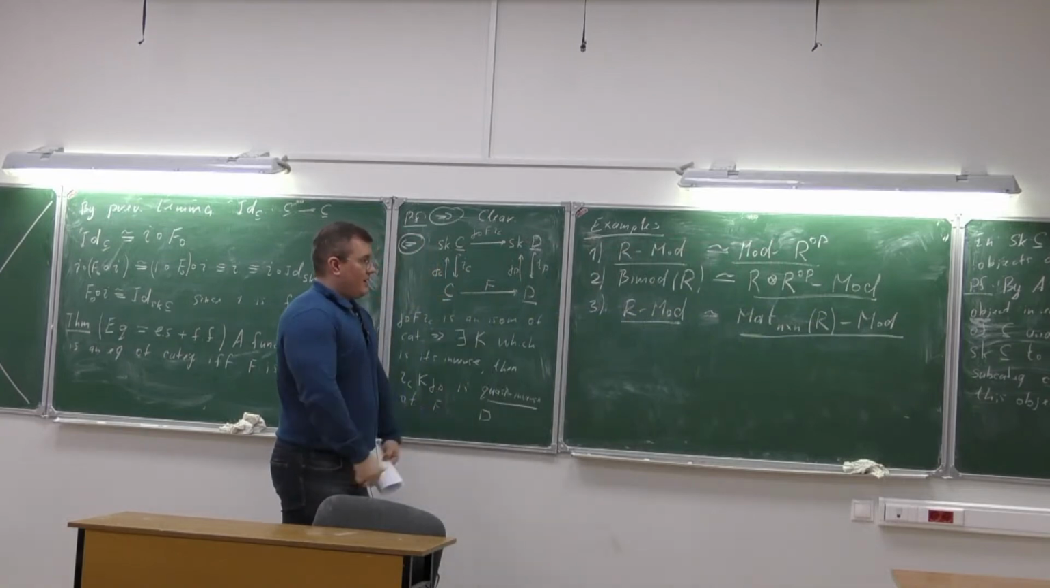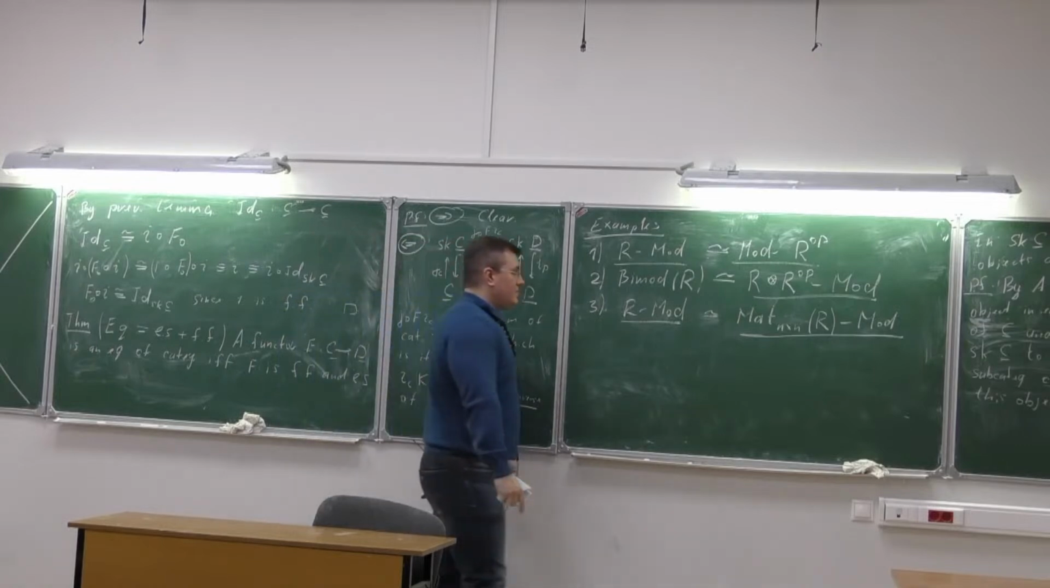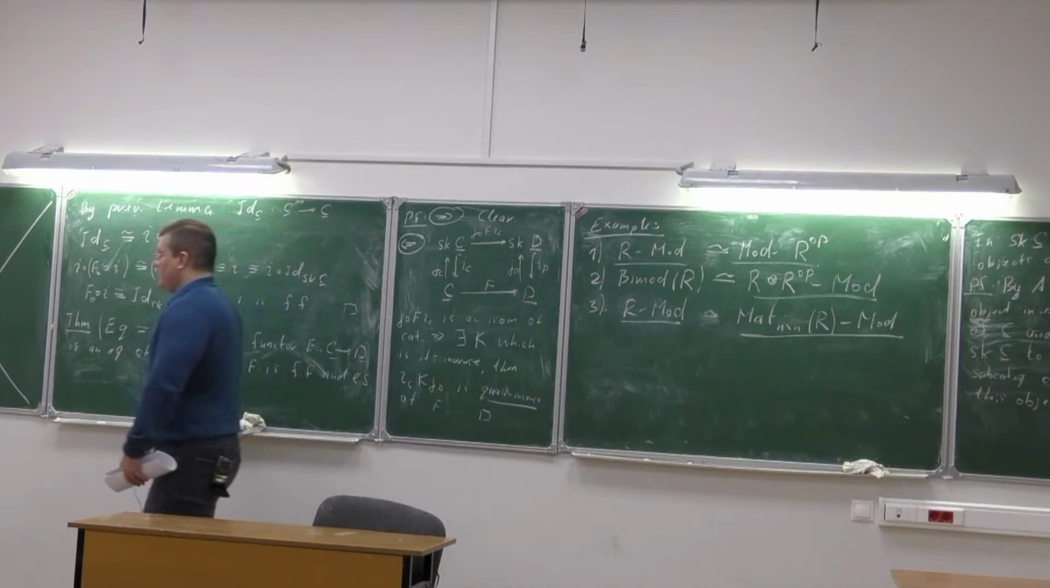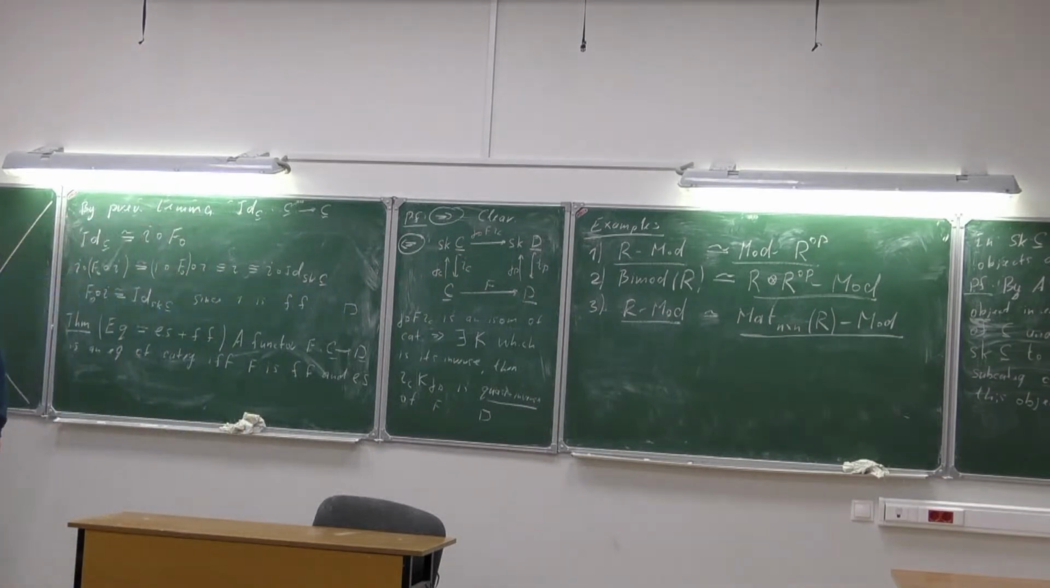So remember that I asked the question, is it true, for example, if you have two equivalent categories of modules for two different rings, is it true that those rings are isomorphic? Now in general it's not true, and here is a counterexample. There's even a counterexample in the case of a field. For example, the category of vector spaces is equivalent to the category of modules over the ring of n by n matrices for any n.